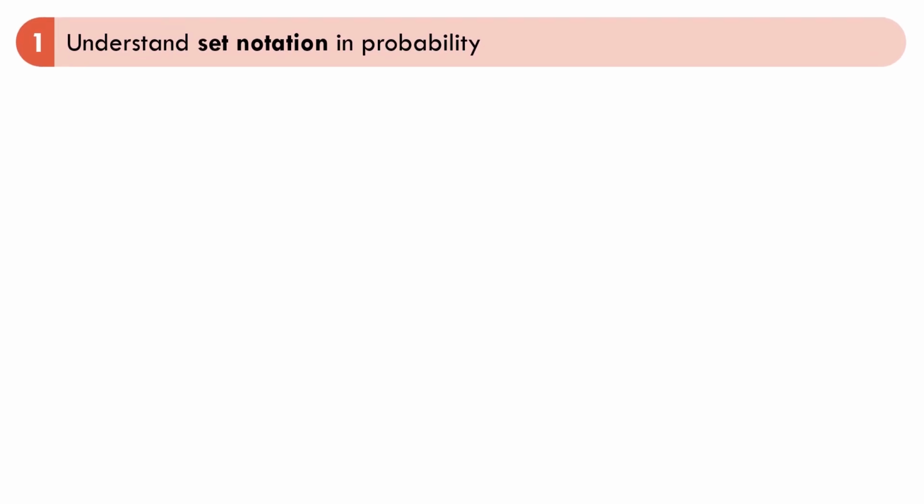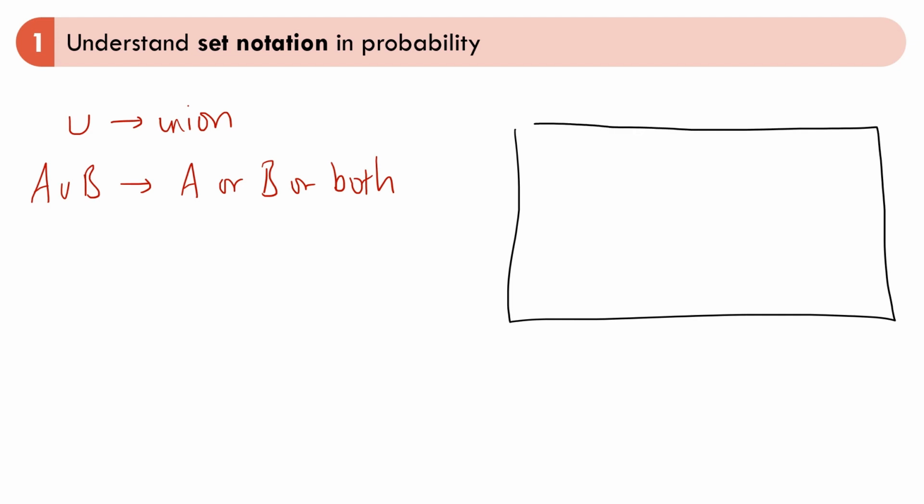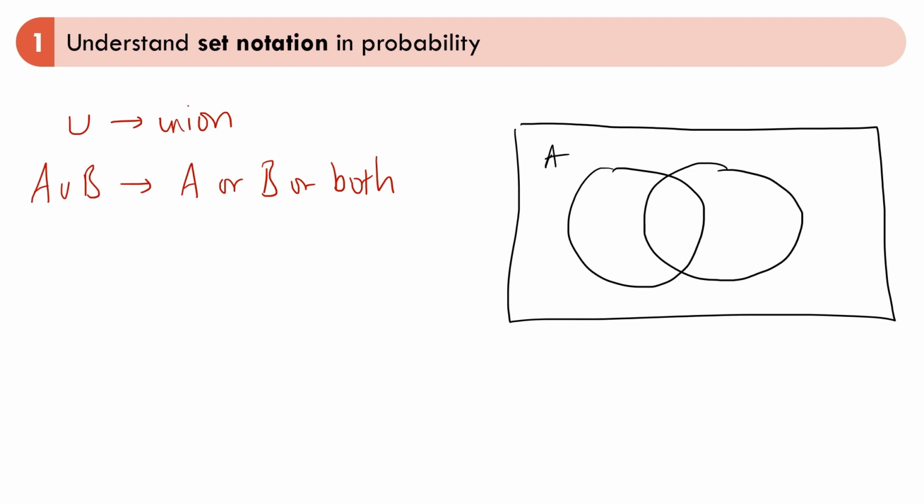So there are a few symbols you need to understand and use when it comes to set notation in probability. The first one is this sort of U shape here, which represents union. For example, if we have A union B, that represents either A or B or both. And we can represent this on a Venn diagram. So this is the whole sample space. We have A here and B here. Then A union B would be this entire section here.